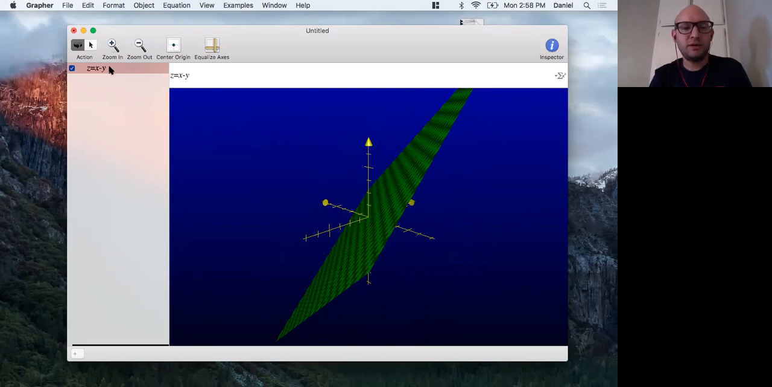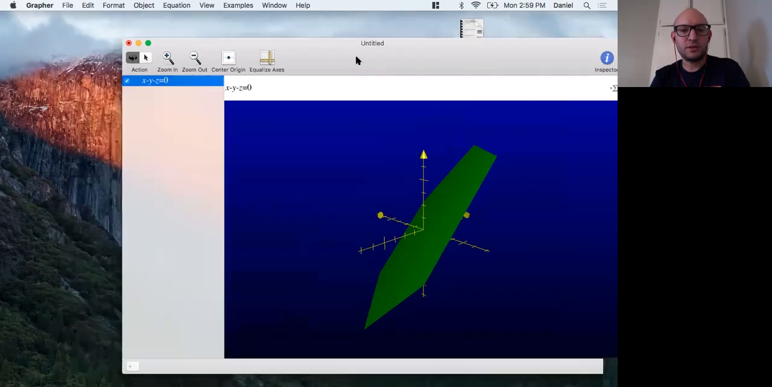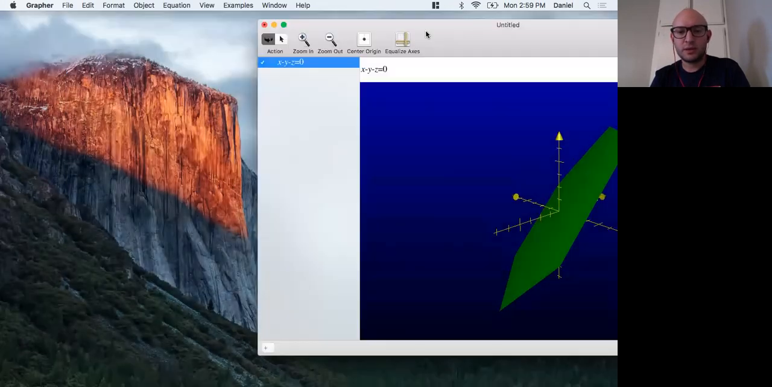So, okay, I'm going to rewrite this one as it is in our example. x minus y minus z equals 0. Okay, and I'm going to add a new equation. How do I do that? Let me see. Sorry, guys. Wait. I want to add a new equation.